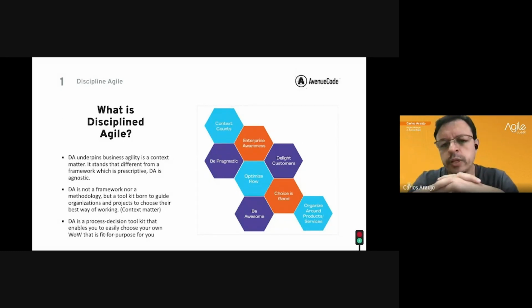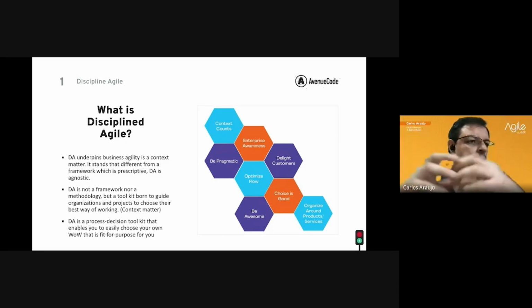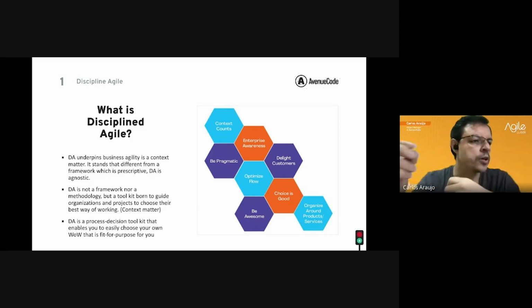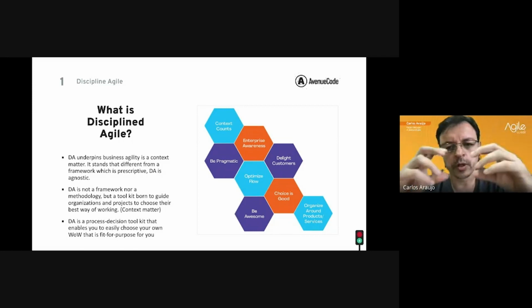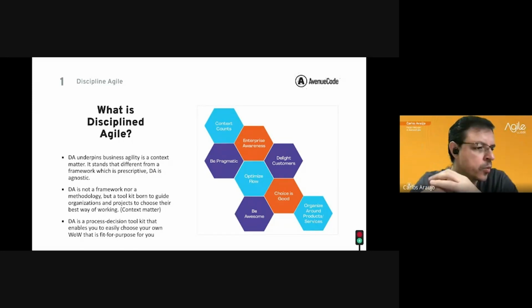It is a toolkit. What that means is you have a toolkit here that you can choose what is best for you depending on the context. Okay, so it's based on a process decision, and it enables you to choose your WoW. What it means, your WoW means your way of working. Okay, so it's based on being fit for purpose for you.